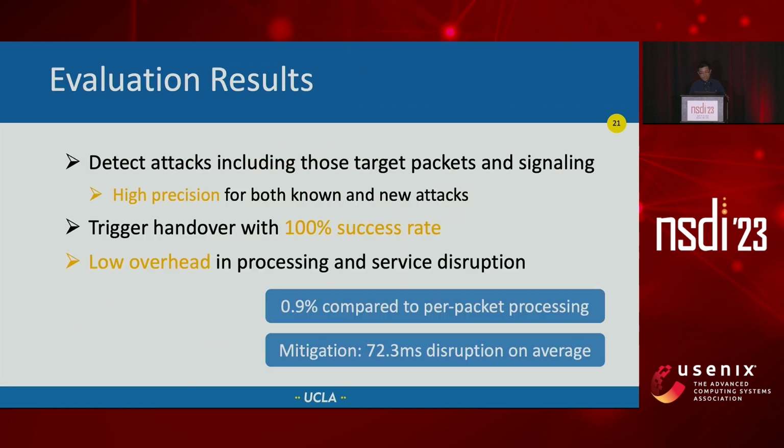These benefits all come with little cost. Our solution is low overhead in terms of processing, where it generates 0.9% overhead compared to per-packet processing. And in terms of mitigation, because the handover procedure only has very short disruption, it will incur around 72.3 milliseconds.